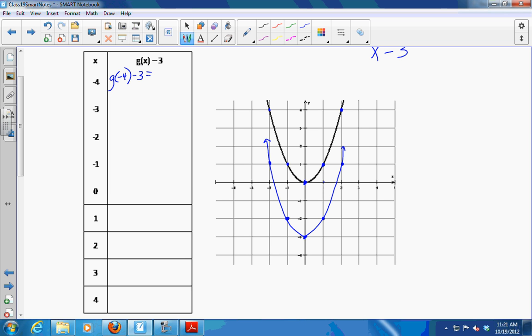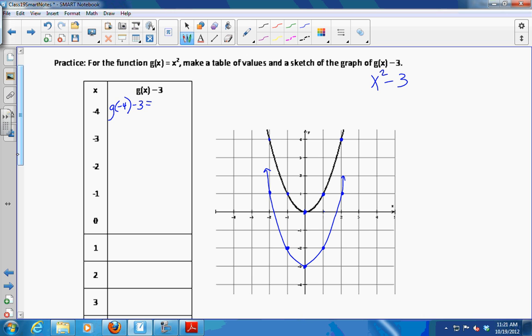You don't know, is that what you're saying, Julie? So what is the function g? What is g of x equal to? X squared. So g of x is x squared. So g of -4 would be -4 squared. So it's 16 minus 3 is 13.